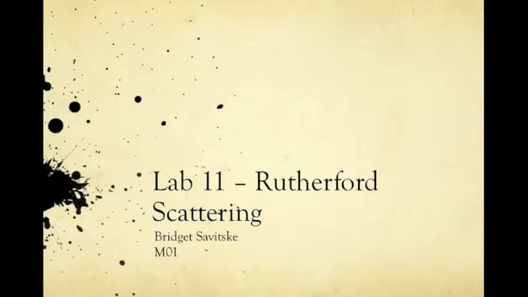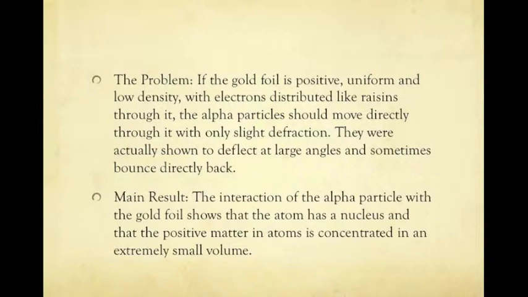This is Lab 11 on Rutherford Scattering. My name is Bridget Savitsky. The problem is that if an alpha particle is shot at gold foil, it should pass right through if the foil is low density and positive with electrons spread evenly throughout, but it's actually deflected or bounces right back. We can conclude from this that atoms have positive nuclei that are concentrated in a very small volume.